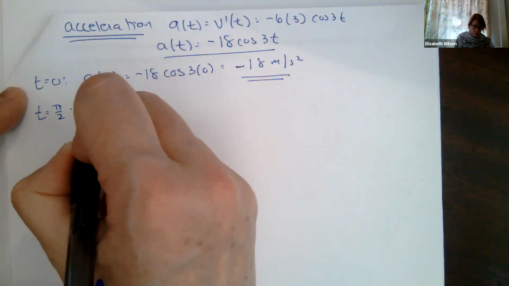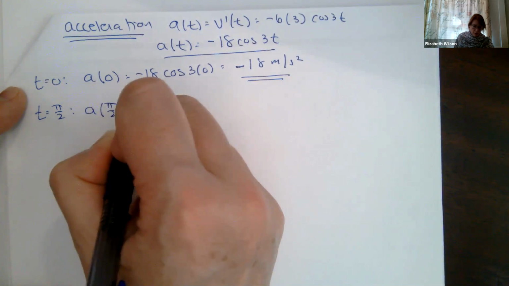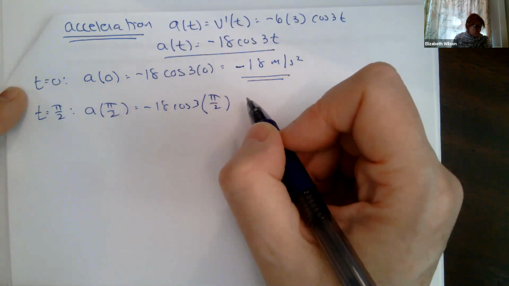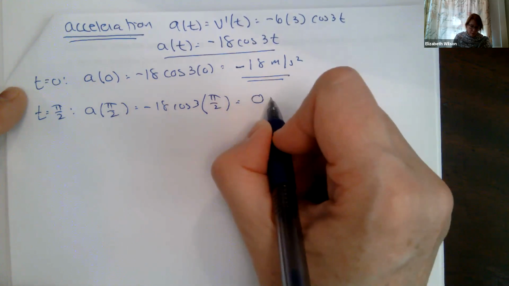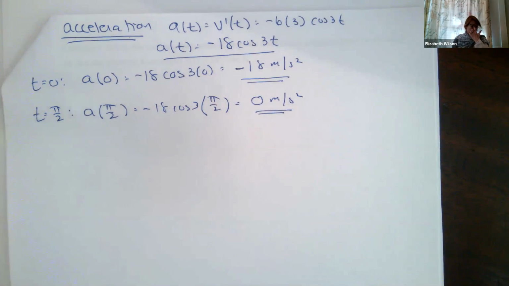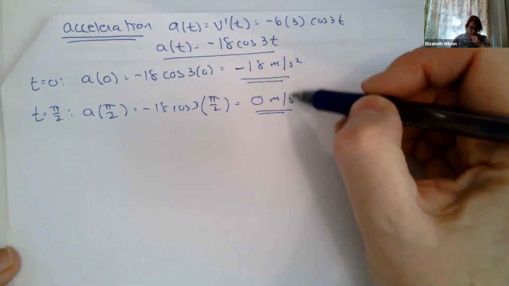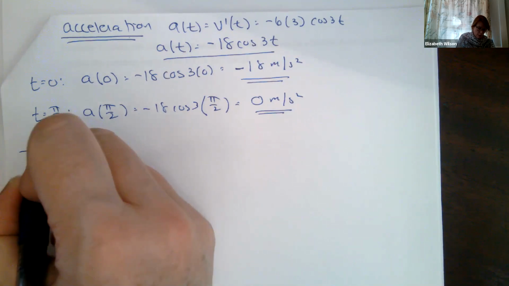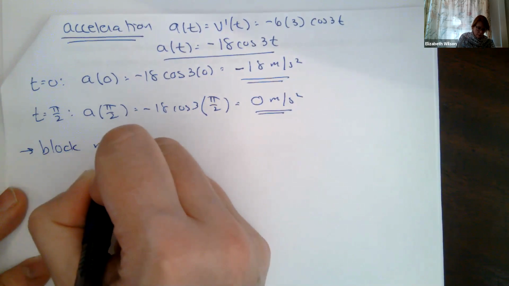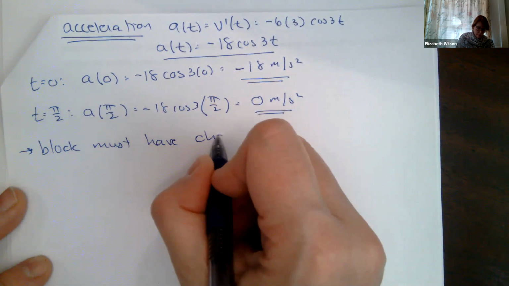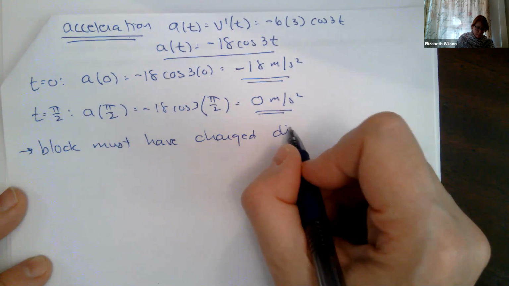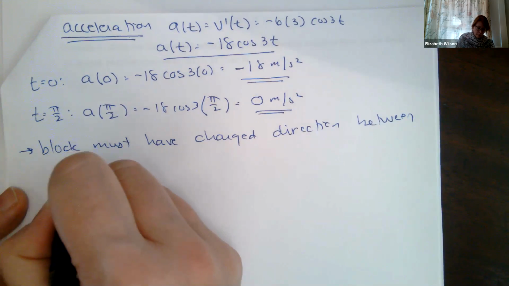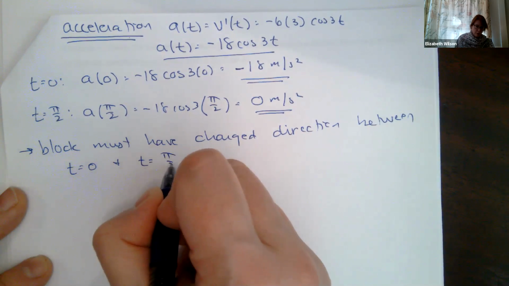We're going to talk about what this means all in a minute. Minus 18 cosine of 3 pi over 2 is equal to 0 meters per second squared. Right, I've gone from minus 18 to 0. So this is kind of telling me a couple things. My block must have changed direction between t equals 0 and t equals pi over 2.